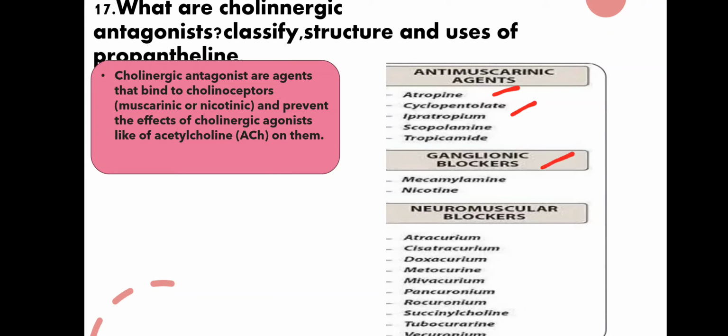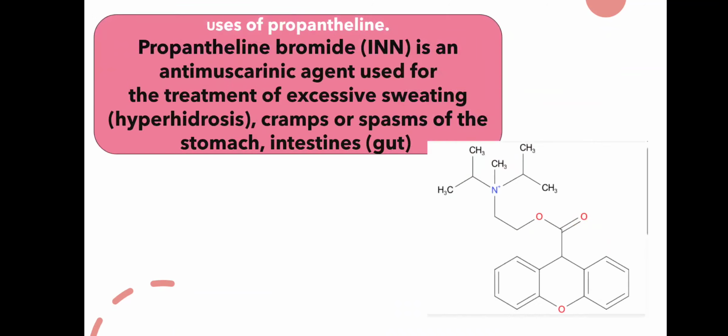Then ganglionic blockers, neuromuscular blockers. These are some classifications of cholinergic antagonists. Uses of propantheline: propantheline bromide is an anti-muscarinic agent used for the treatment of excessive sweating, that is hyperhidrosis, cramps, then spasms of the stomach and intestine. Mainly it is observed in females. It is very popular in female cramps and all. And this is the structure of propantheline.